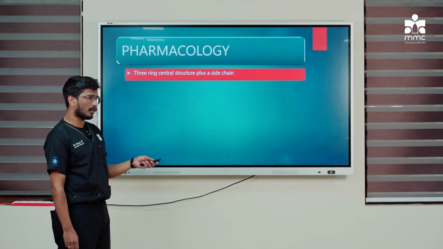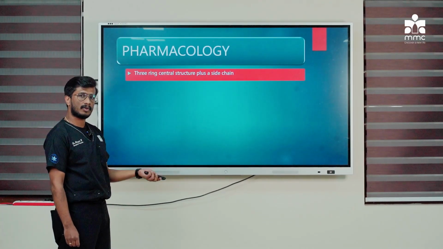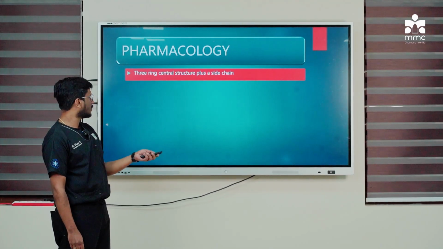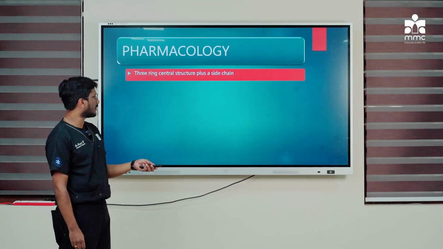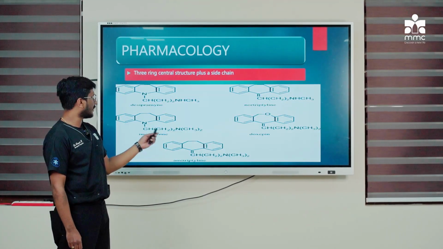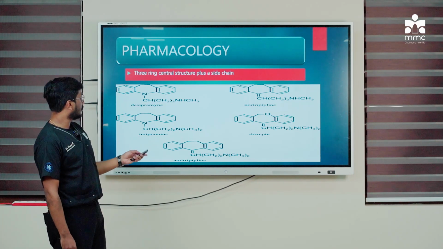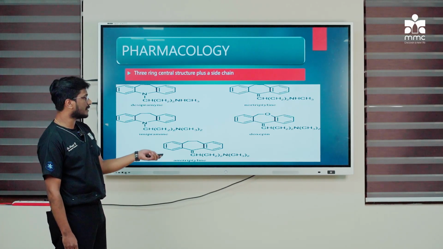So, moving to the pharmacology, cyclic antidepressants are usually now called tricyclic antidepressants because they contain a 3-ring central structure plus a side chain. So, this is the normal structure. It contains three cycles and a side chain.